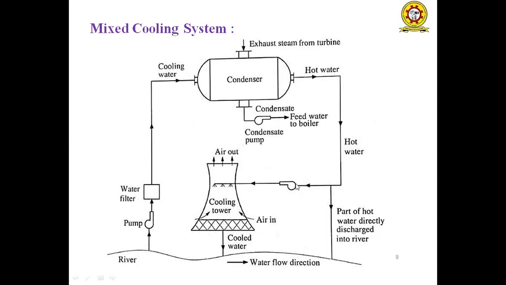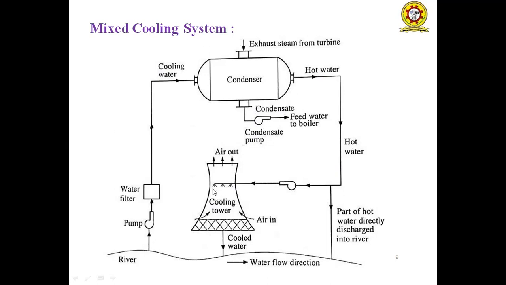This hot water is again sent into the cooling tower. The condensate which is coming from the condenser is sent into the feed water to the boiler by using a condensate pipe. In the cooling tower, for reducing the temperature of the hot water, we are using air. There will be exchange of heat between the hot water and the air. The hot water gets converted into cold water. This cold water is sent into the rivers or the sea.